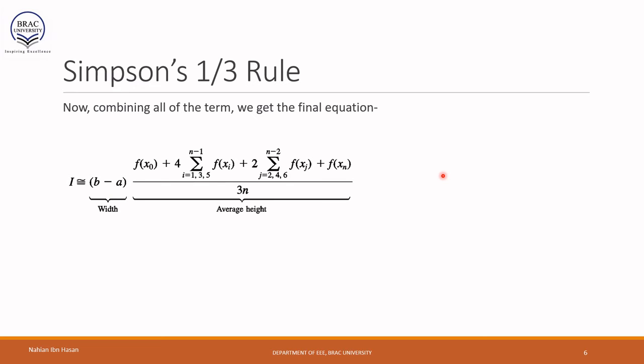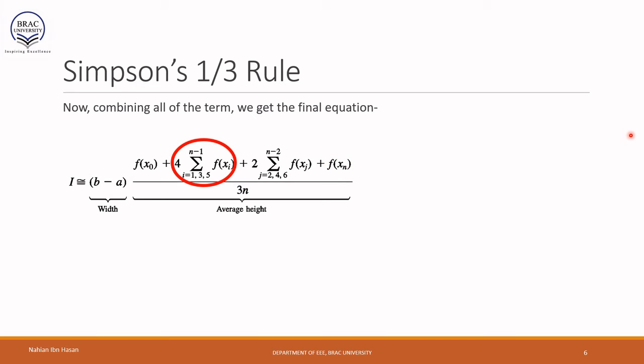In the first case, we just formulated for 2 segments, but right now we have n segments, and this is the general formula of Simpson's 1/3 rule. So this is the width, and this is the average height of all of the segments. Here we have f of x0, the function value at the first data point, and f of xn, the function value at the last data point.